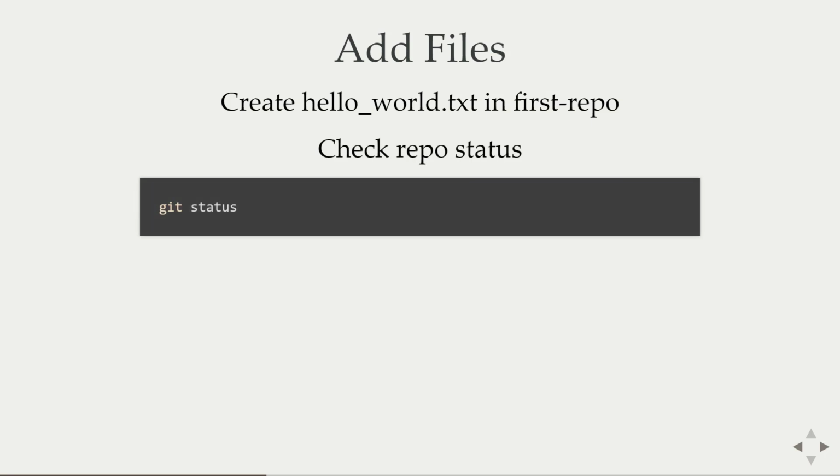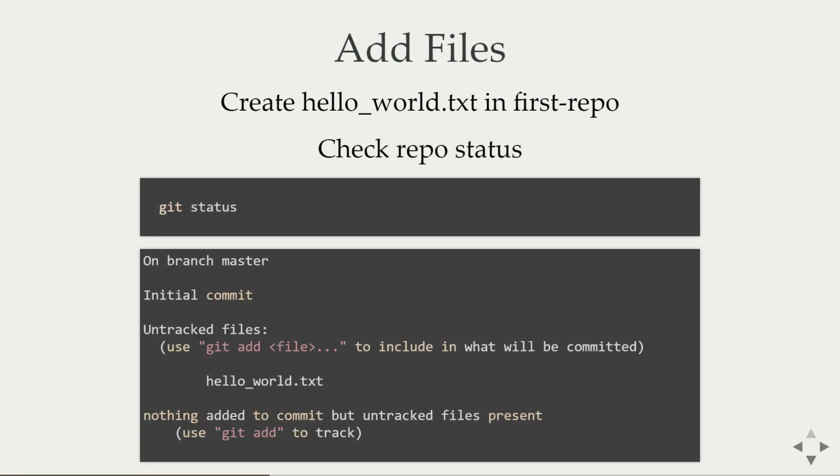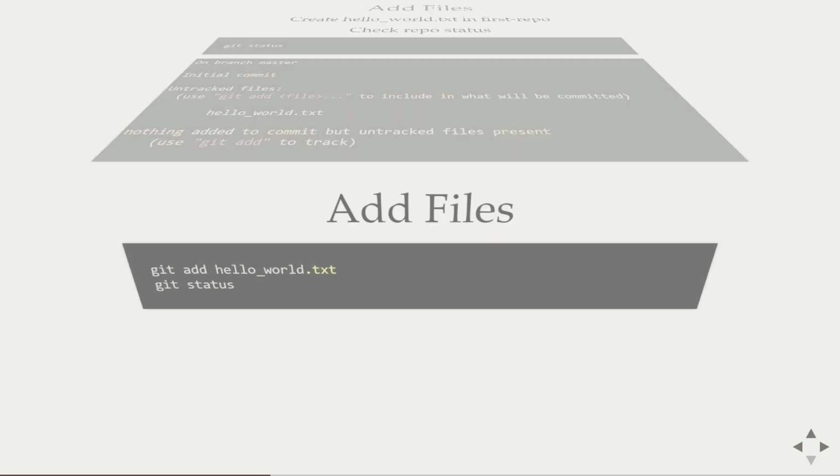So adding files is really easy. If we were to create, say, a hello world text file, and we run git status, we'll get something like this. It will tell us we're still on our master branch, we're still in the very initial commit because we haven't done anything yet, and we have one untracked file. So Git has this notion of tracked files where I have to tell it which files I want to add into the repository. By default, it doesn't add files unless you tell it. And so every time you run git status for a new file, it'll be in the untracked files.